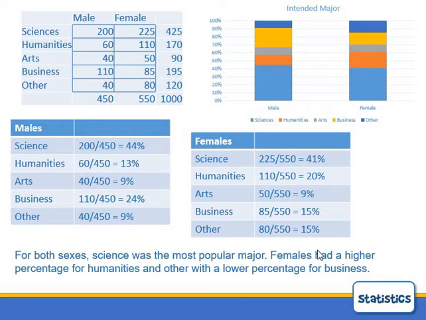And I wrote a little bit of a summary here, and you can put it in your own words and pick out the important differences. They're pretty close on sciences, both of them. That's the largest. They differ by 3% there, 44% versus 41% in this particular sample.